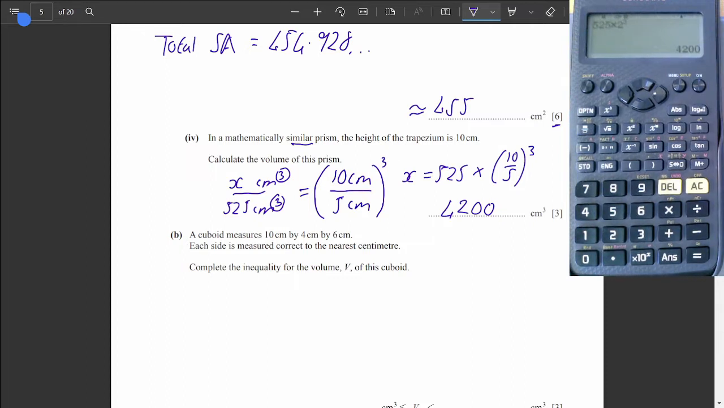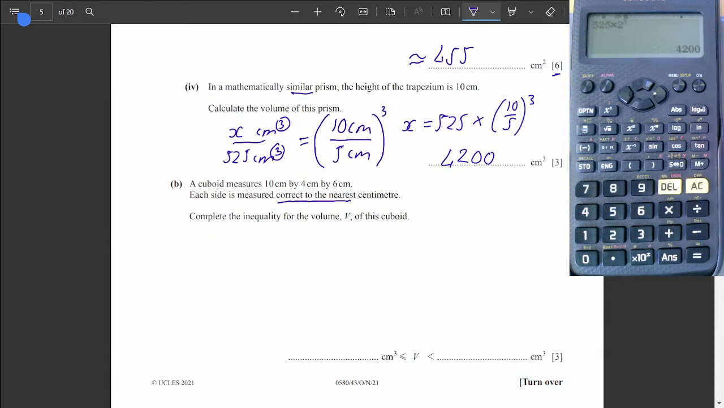Question 3b. The moment you see correct to the nearest, you know you are using bounds. The measurements 10, 4, and 6 centimeters, those values have been rounded. So the very first thing you do is take the nearest, in this case 1 centimeter. You take 1, you divide it by 2, you get 0.5. And that we need to add and subtract from the values they've given us before we do anything else.